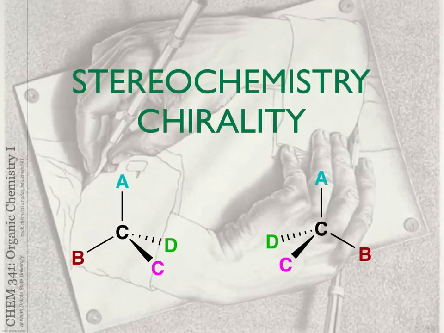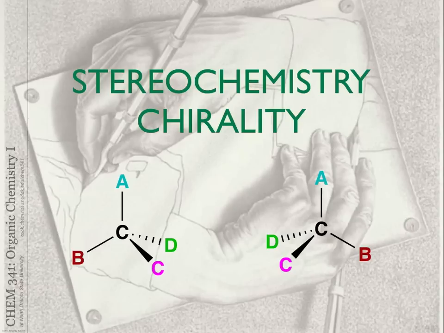Okay, and so if you take a look at these two examples with just A, B, C, and D groups on the carbon, these are mirror images of each other, but they're not the same. And we'll take a real close look at this in this chapter. There's a term we use to refer to these kinds of molecules, and we call them chiral molecules. So this is all about chirality. Chirality means that you have something whose mirror image is not the same.